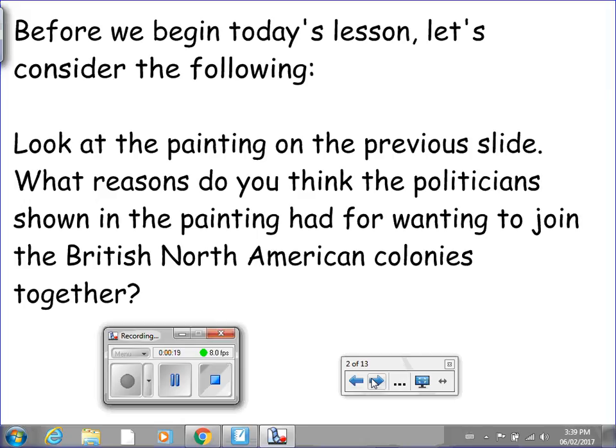Before we begin today's lesson, let's consider the following. I'm going to backtrack to the title slide so that you can get a much closer look at the painting. And I want you to consider and then jot down your response to this question. What reasons do you think the politicians shown in the painting had for wanting to join the British North American colonies together?